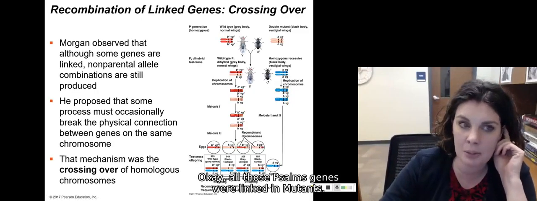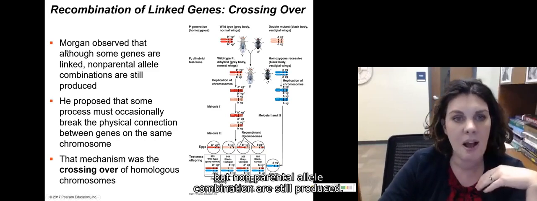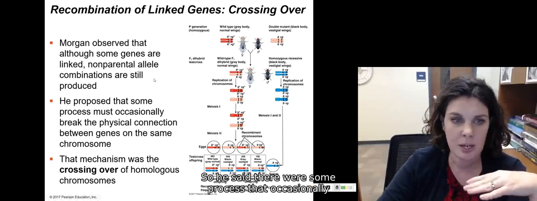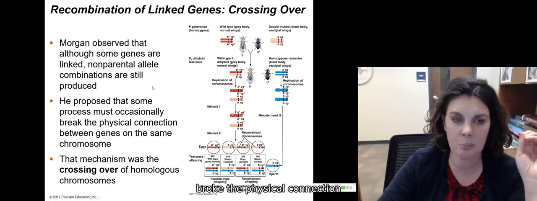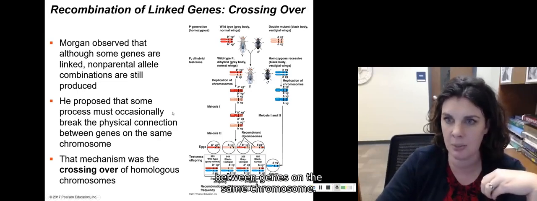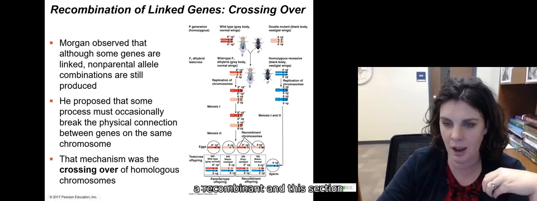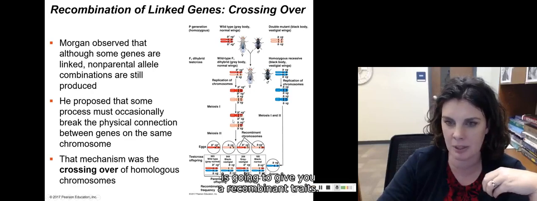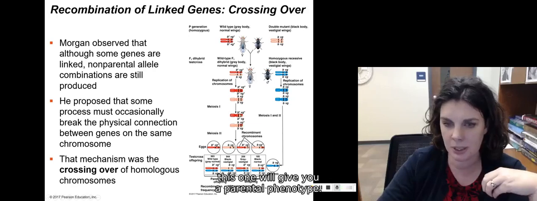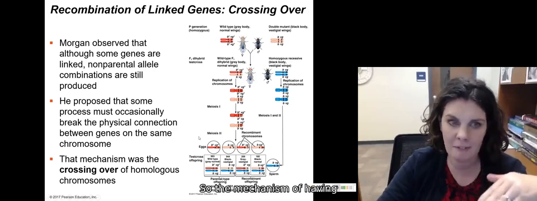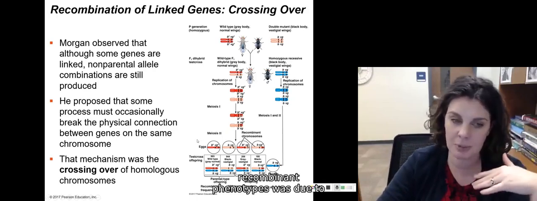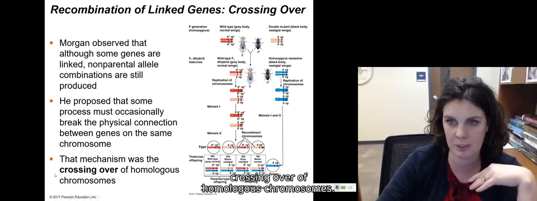Although some genes were linked in Morgan's work, non-parental allele combinations were still produced. So he said there was some process that occasionally broke the physical connection between genes on the same chromosome. Instead of having these parental phenotypes, they broke. So this section is now a recombinant, and this section is going to give you recombinant traits, whereas this one will give you a parental phenotype, this will give you a parental phenotype, this will give you a recombinant phenotype, and this will give you a recombinant phenotype. So the mechanism of having recombinant phenotypes was due to crossing over of homologous chromosomes.